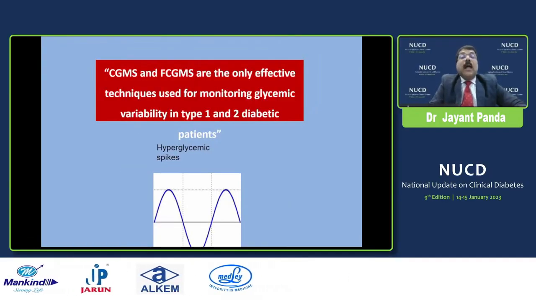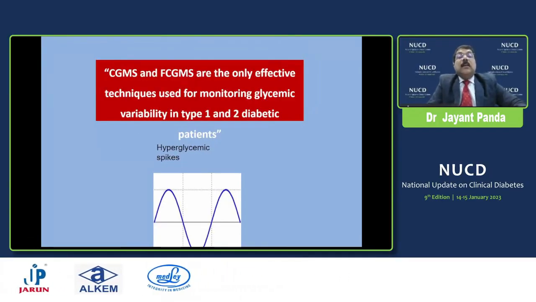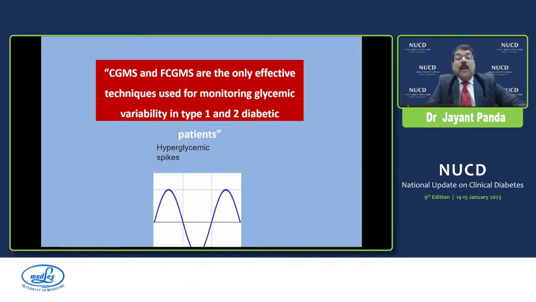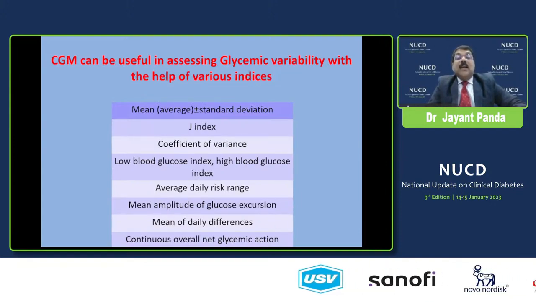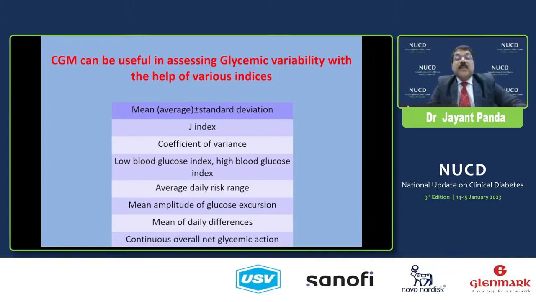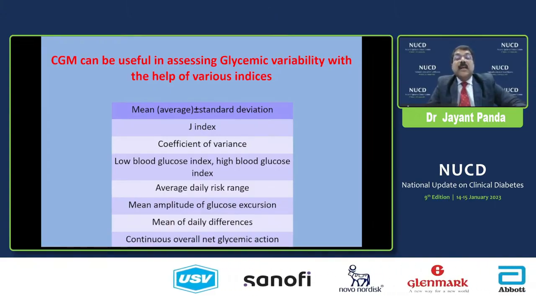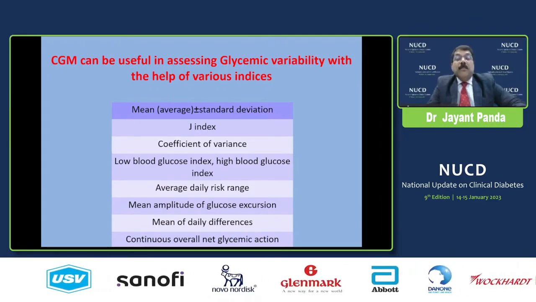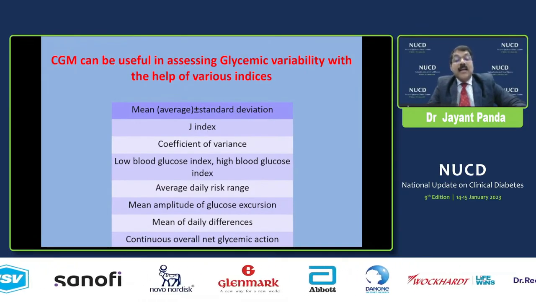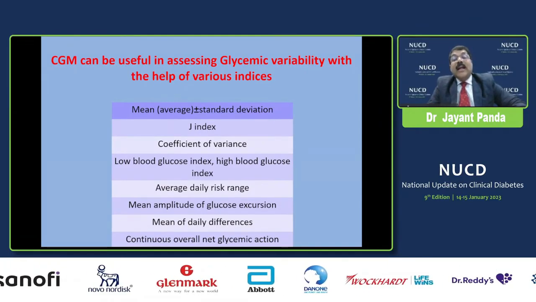And the CGM and the different techniques monitor glycemic variability in type 1 and type 2 diabetes. You see the hyperglycemic and hypoglycemic spikes, and it's useful in assessing glycemic variability: the mean, average, standard deviation, J index, coefficient of variance, low blood glucose index, average daily risk range, mean amplitude of glucose excursion, mean of the daily differences, and continuous overall net glycemic action.